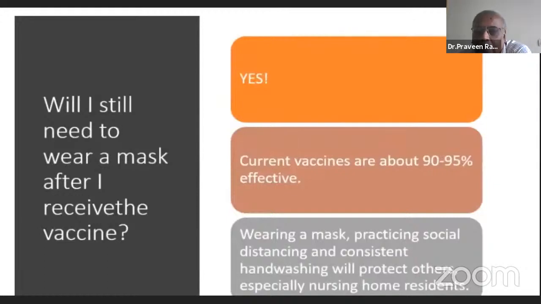Will I still need to wear a mask after I receive the vaccine? Yes. Current vaccines are about 90% effective. Wearing a mask, practical social distancing, and consistent hand washing will protect others, especially nursing home residents. And cases of reinfection have occurred after a vaccine. We have noticed it in our practice.